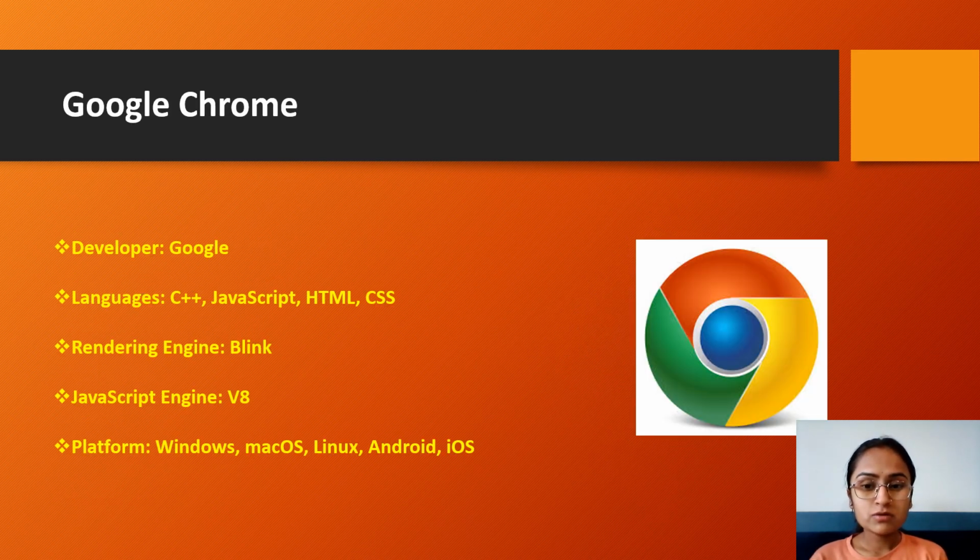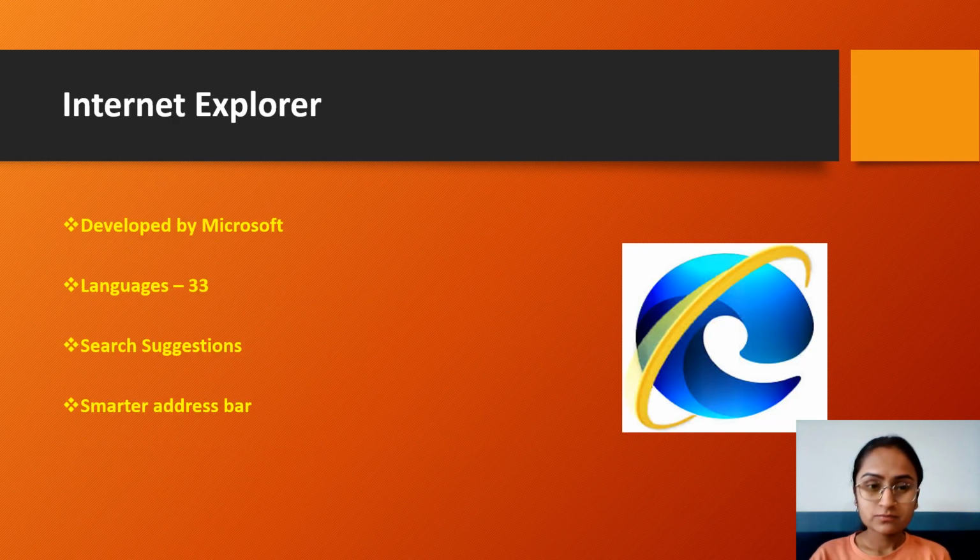Now let's talk about all of them in brief. First of all, Google Chrome. The developer is Google. Its languages include C++, JavaScript, HTML, and CSS. Its rendering engine is Blink. Its JavaScript engine is V8, and the platforms are Windows, macOS, Linux, Android, and iOS.